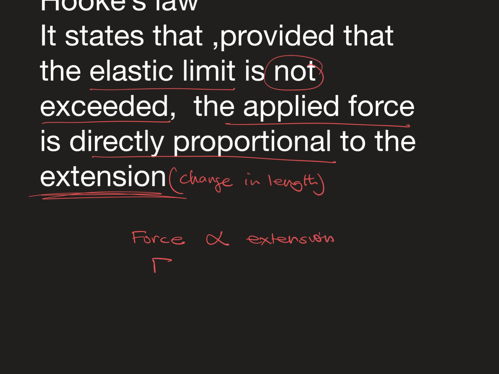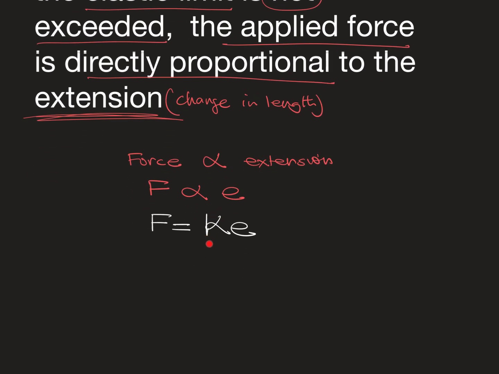So that can be F is directly proportional to E. If we want to remove the proportionality sign in mathematics, we bring the equals to sign and replace it with a constant. Therefore, F is equal to KE. This letter K is known as the elastic constant. Okay? K is the elastic constant.